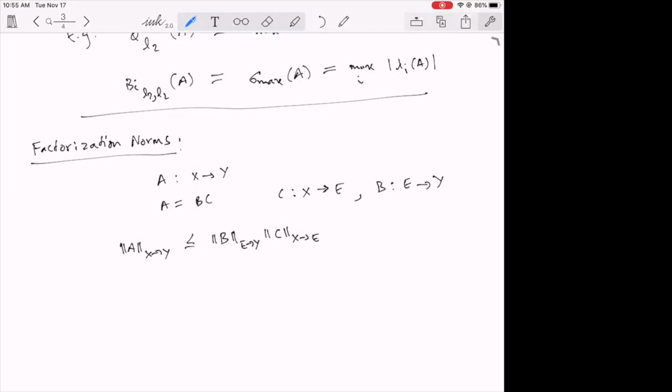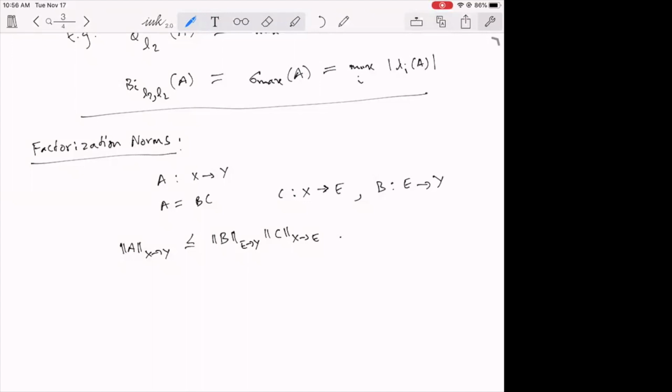Said in words, the maximum amount that A can stretch a unit vector, an X unit vector, in the Y norm is at most the maximum amount C can stretch an X unit vector measured in the E norm times the maximum amount B can stretch an E unit vector measured in the Y norm. I said it in words, but that is the proof. I hope that's clear. Please stop me if it isn't. So one has this trivial upper bound whenever A has such a factorization.